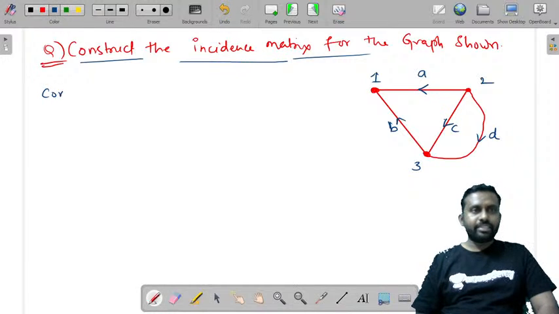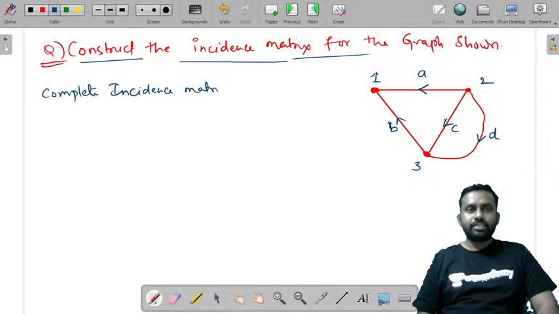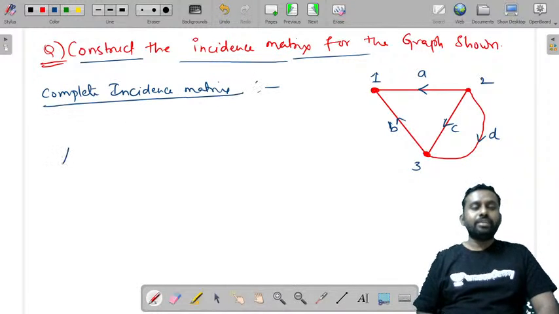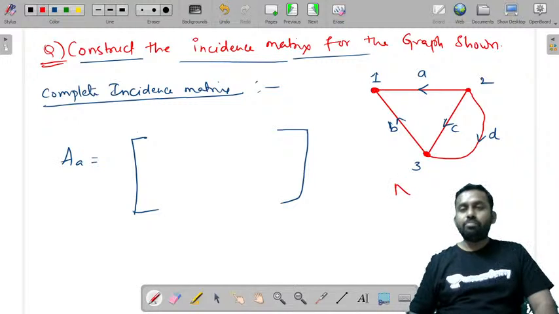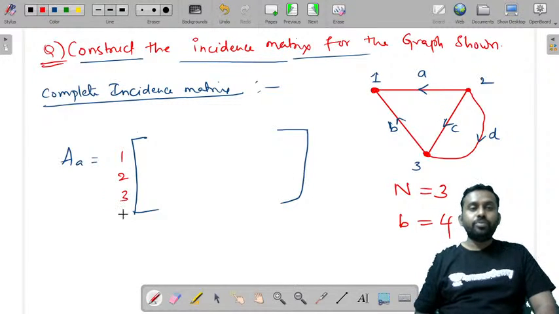So let's first write the complete incidence matrix. How do you write that? You need to take this matrix. What is the size? For this, what is the number of nodes? 3. How many branches are there? One, two, three, four: 4 branches. So nodes by branches, this is A, B, C, D.